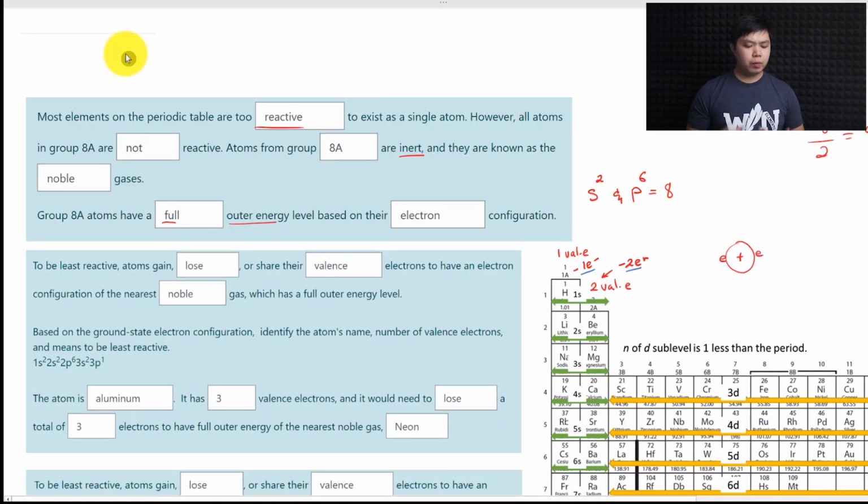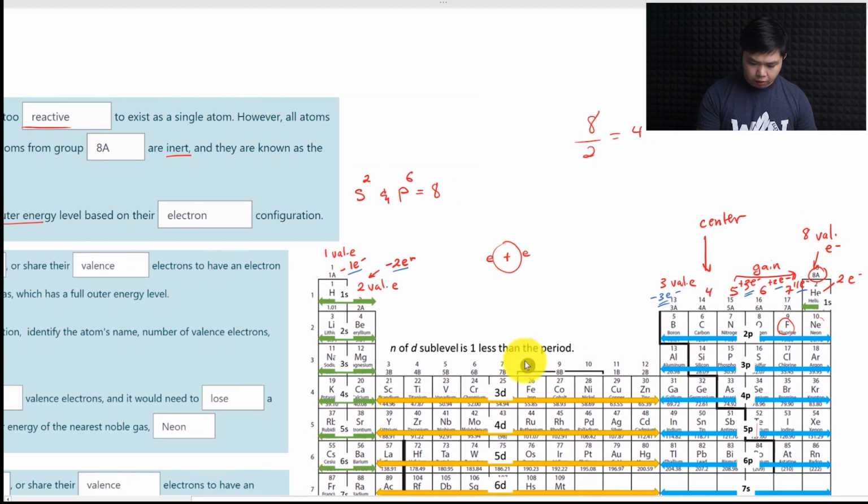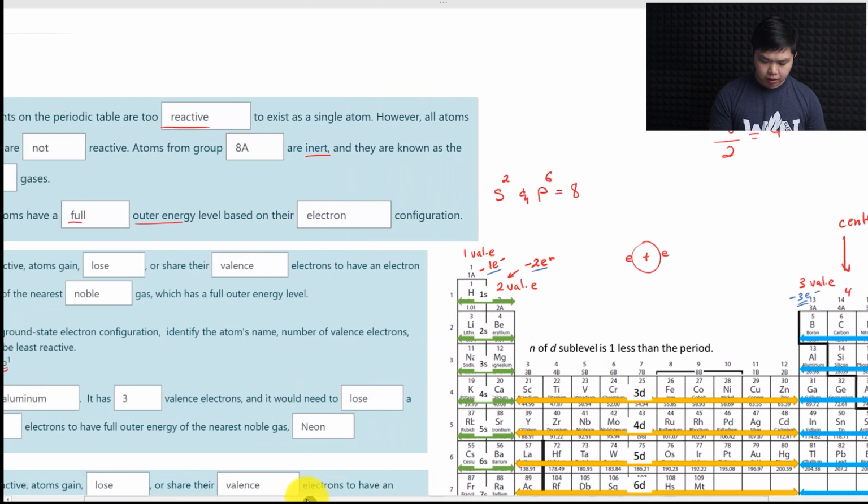To be least reactive, atoms gain, lose, or share their valence electrons to have an electron configuration of the nearest noble gas, which has a full outermost shell. In this case, we look at this electron configuration: 1s2, 2s2, 2p6, 3s2, and 3p1. This is the last part, 3p1. Where is it? Going across the third row to p1, that's aluminum. So we figured out that is aluminum right there.